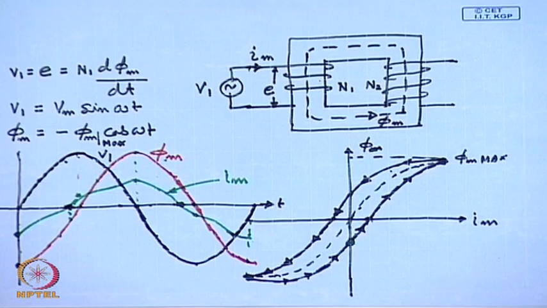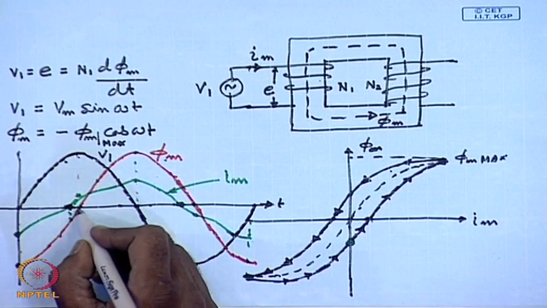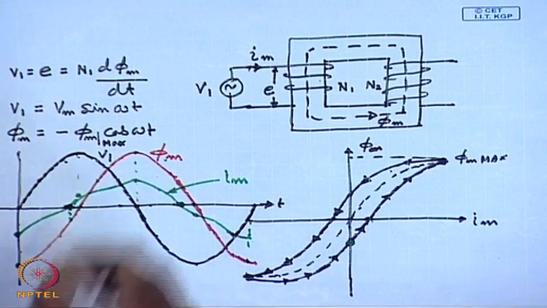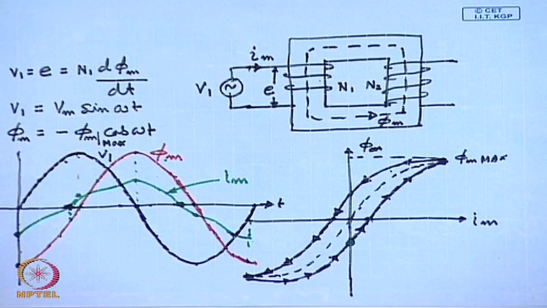The second point to note is that the zero crossing of the magnetization current and flux do not coincide. The zero crossing of the magnetization current occurs before the zero crossing of the flux, but the zero crossing of the flux occurs when the applied voltage is at its peak.